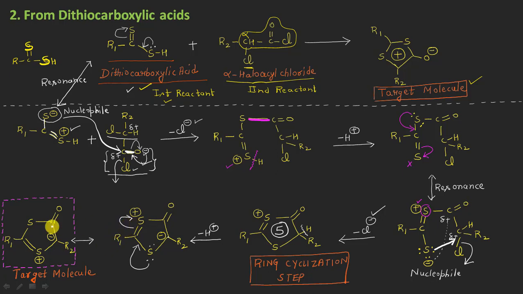Means a single bond, a positive charge will now disappear from here, and instead the positive charge will now be coming on this sulfur atom, and this will now become a double bond here, right? And this is nothing, it is actually the target molecule, the 1,3-dithiolium-4-olate, and this is the second synthetic method that starts from the dithiocarboxylic acids as the first reactant and the alpha haloacyl chlorides as the second reactant. And moreover, this whole reaction mechanism is only about the nucleophilic and the electrophilic type of interactions.